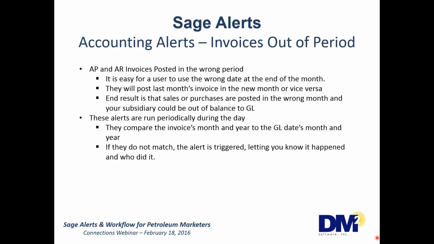Accounting alerts, invoices out of period. AP and AR invoices are posted in the wrong period. It's easy for a user to use the wrong date at the end of the month. They will post last month's invoice in the new month, or vice versa. The end result is that sales or purchases are posted in the wrong month, and your subsidiary could be out of balance to GL as a result.